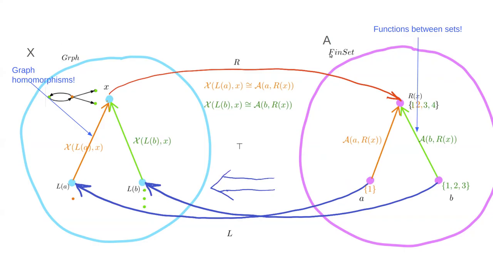Here's our right-hand side. This is our category for the feet. Simple category, less structure. And this is going to be FinSet. Finite sets, okay? So what are the objects in FinSet? They are sets, finite sets in fact. And morphisms are functions between sets. Are we okay with that?